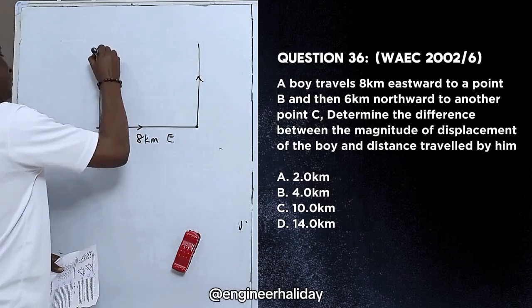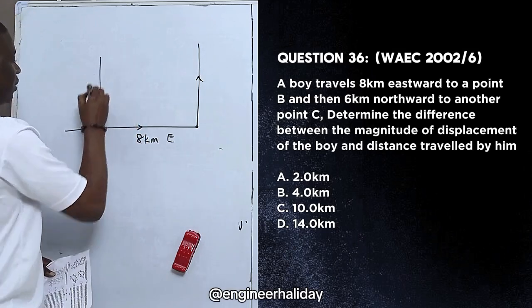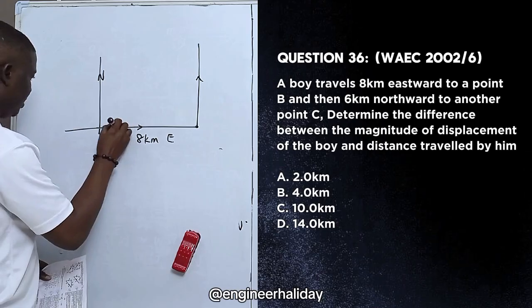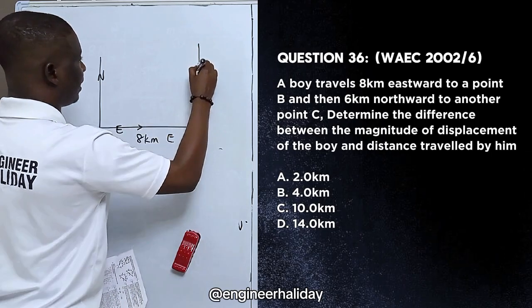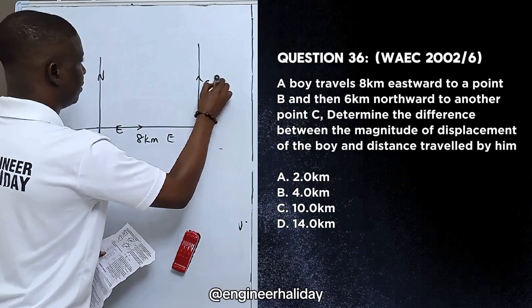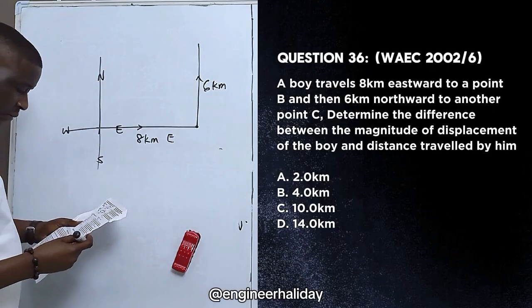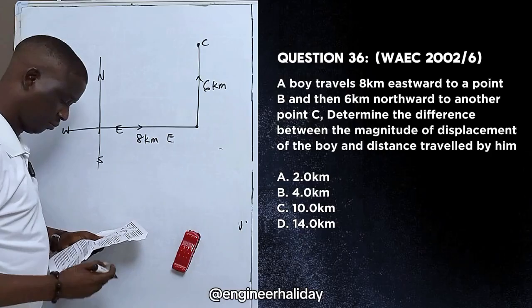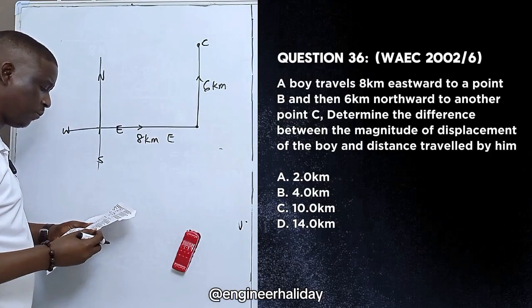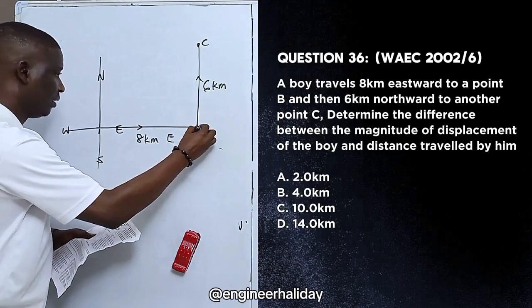So that means if I draw the starting point, this is north, east, south, west. So I draw 8 kilometers, then another 6 kilometers in that direction until you get to point C, because it moved from the beginning, from here to B, then to C.